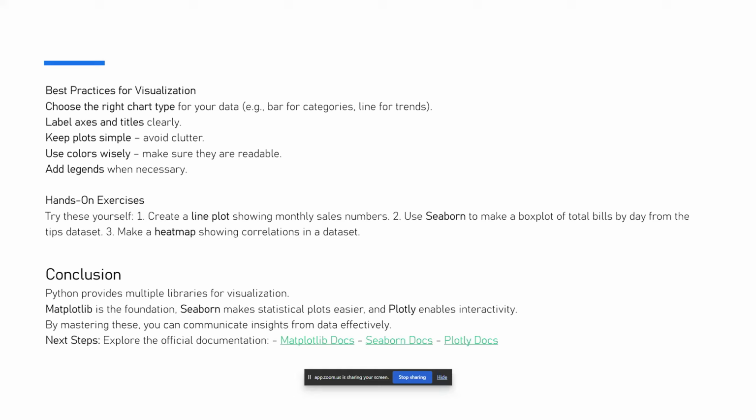Right, so Python does provide libraries for visualization, which makes our life so much easier. Matplotlib is the foundational. Seaborn is better for statistical plots and just makes it look much better. Plotly is a bit more advanced level. It lets you interact with the charts.